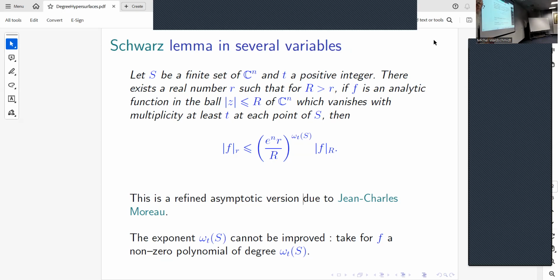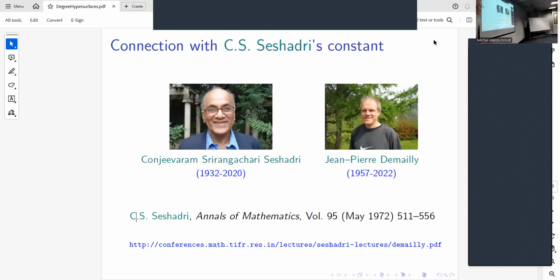There is just an assumption that R is sufficiently large. There exists a number R0, so that for capital R greater than R0, we have this. And this exponent, the Hilbert-Samuel function of S, is computable. There is a connection, that some of you may understand, with Seshadri's constant.